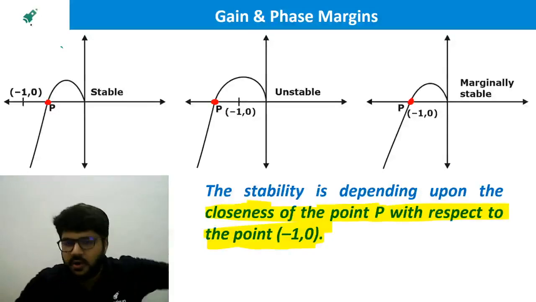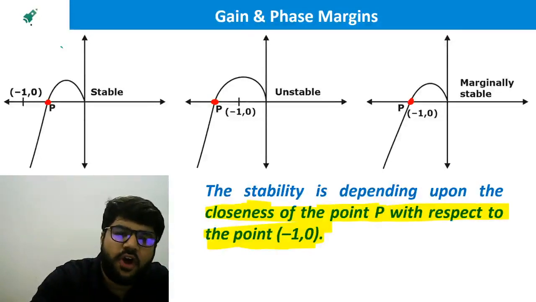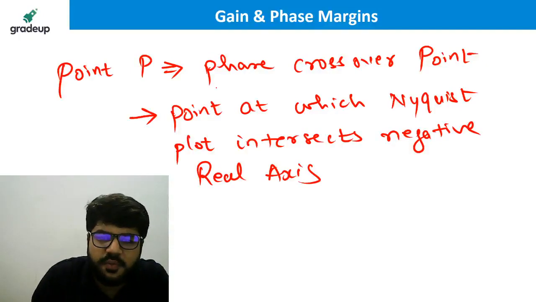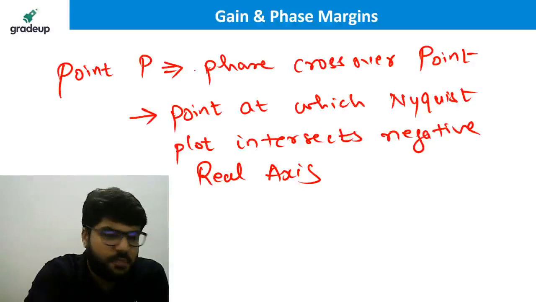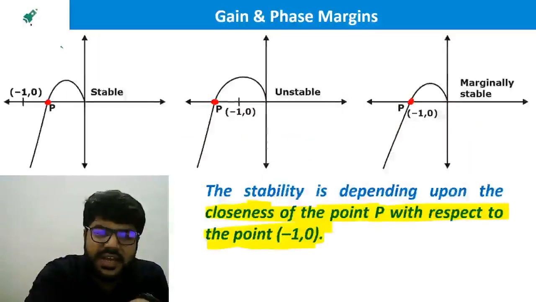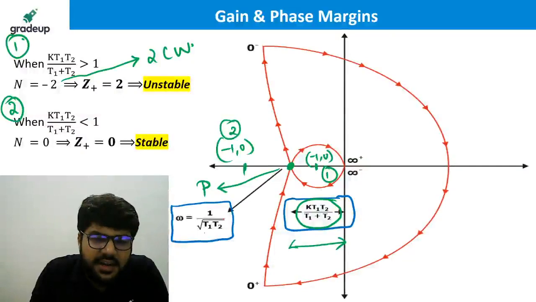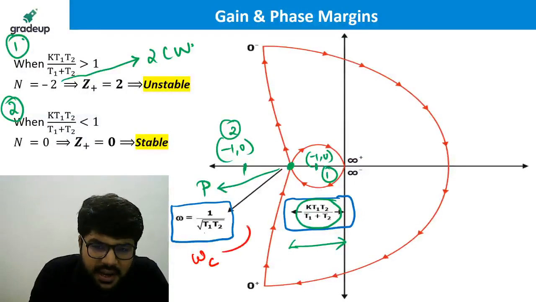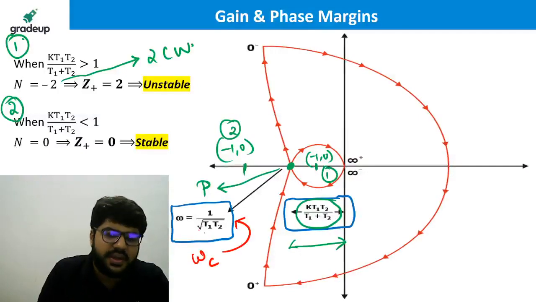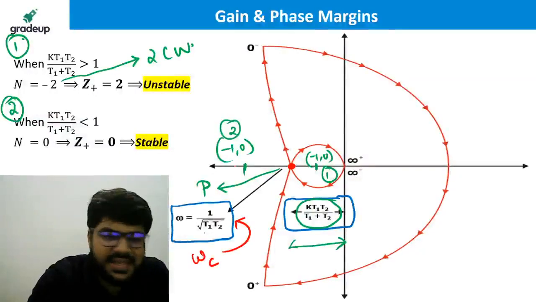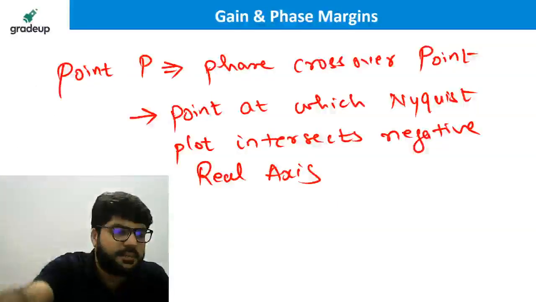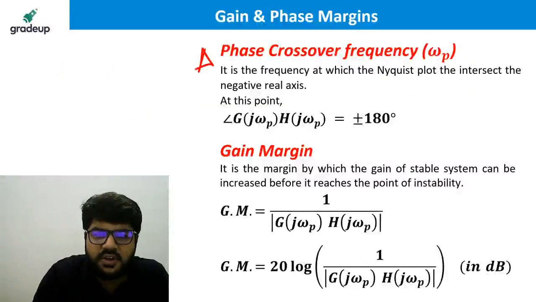Okay, so I have called that point P as the phase crossover point, the important phase crossover point, and the frequency at which I cut the point P. What is the frequency, guys, here? Up till now, we were calling it as critical frequency, 1 upon root T1, T2. But at this frequency, the Nyquist plot actually cuts the negative x-axis, and the frequency at which you get the point P is known as the phase crossover frequency.